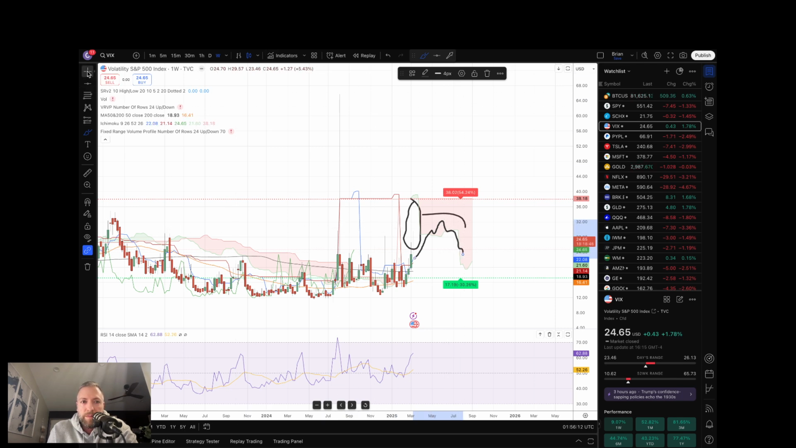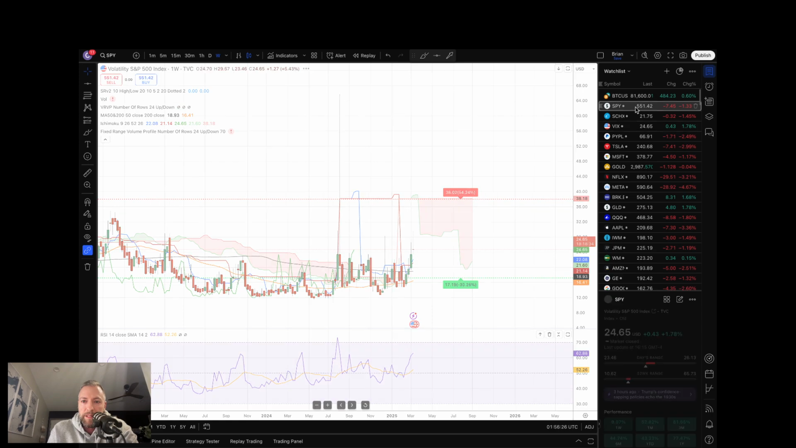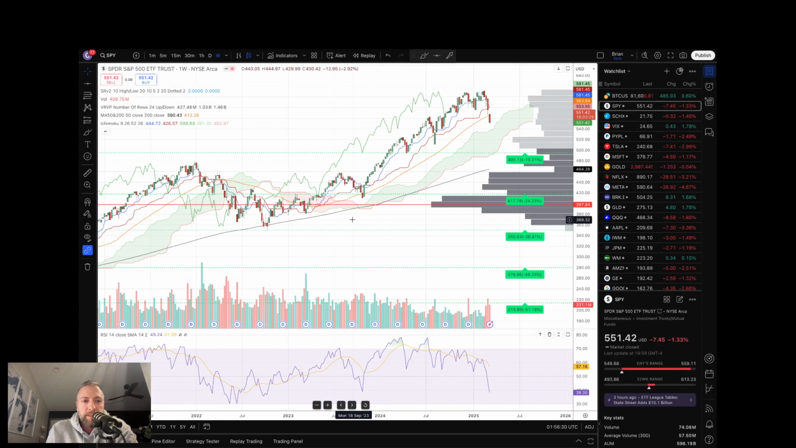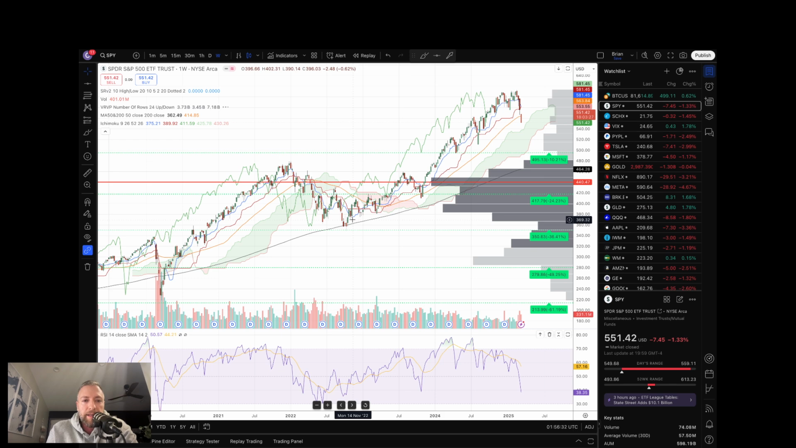So I'm really keeping my eye on the VIX right here until we get closer into these clouds, into this resistance right here. Like I said, when that goes up, the SPY typically drops. So that's kind of what I like to look at. I put all this together. I look at the different time frames.